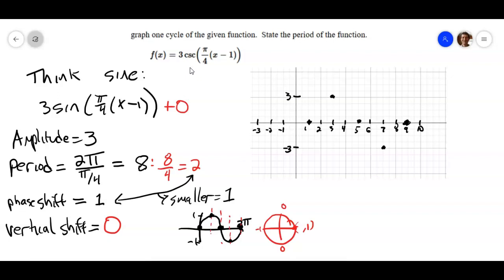All right, discussion time. Cosecant is 1 over sine. Wherever sine would be 0 at its baseline, in this case actually on the x-axis, that 0, the cosecant would be 1 divided by 0, which is undefined. So everywhere that sine was at its baseline, cosecant is going to have a vertical asymptote.